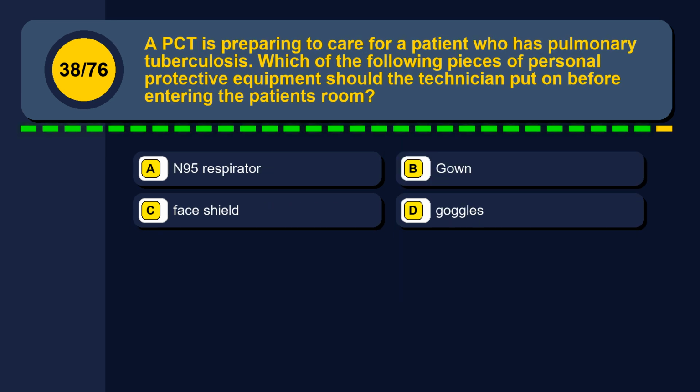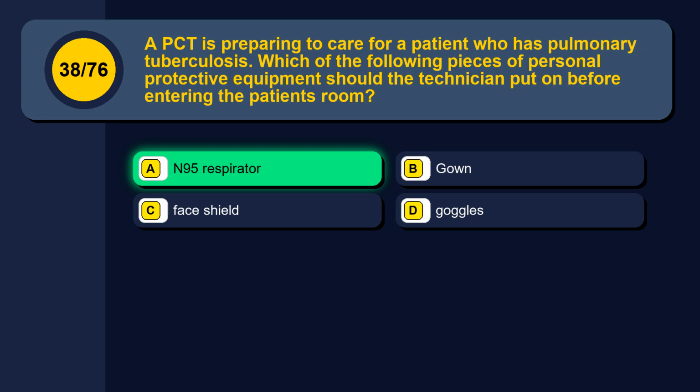Question 38. A PCT is preparing to care for a patient who has pulmonary tuberculosis. Which of the following pieces of personal protective equipment should the technician put on before entering the patient's room? Option A, N95 respirator. Option B, gown. Option C, face shield. Option D, goggles.